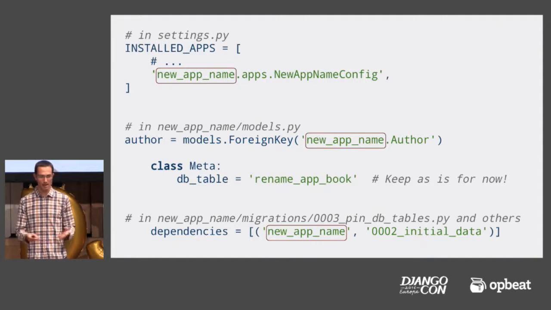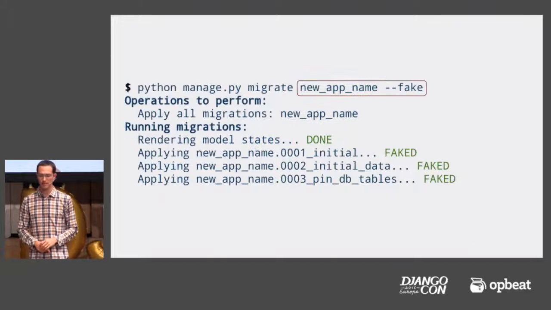Now that everything is moved somewhere else, let's fake apply all of those. Since we didn't really change anything, let's just tell Django to consider those applied, because we did that before already. And at this point, everything should just work again.